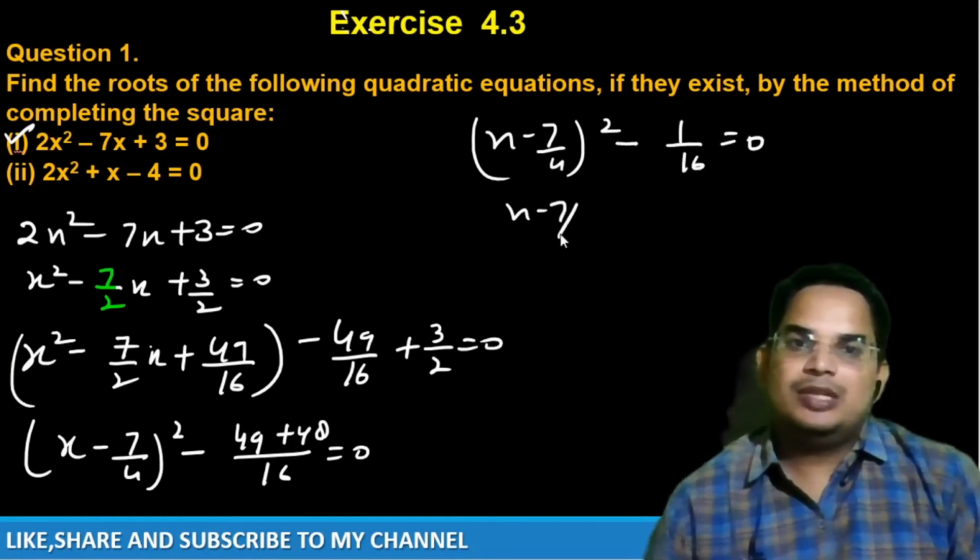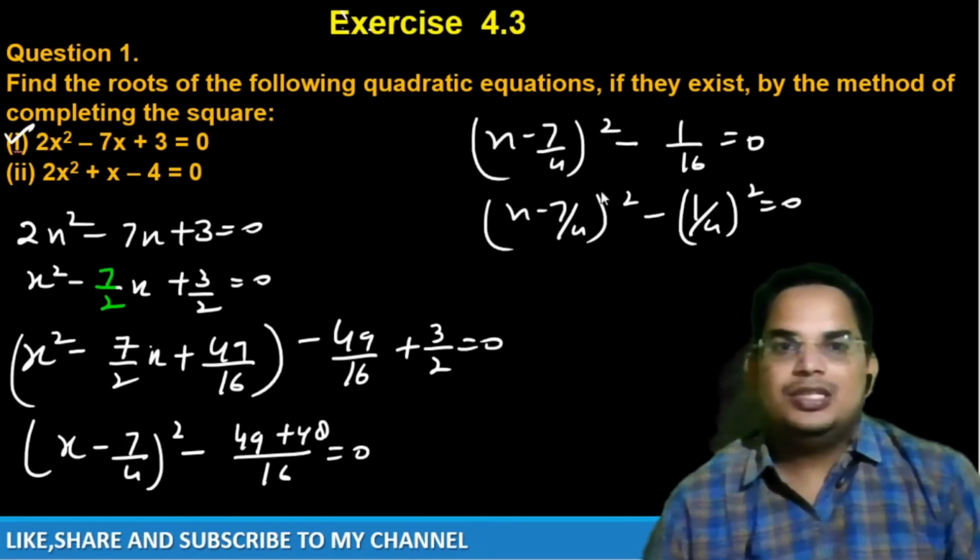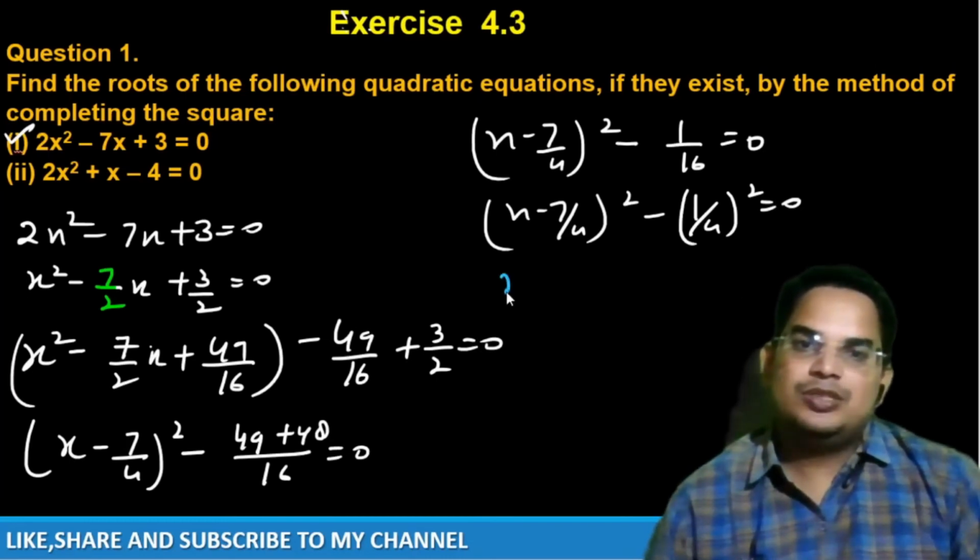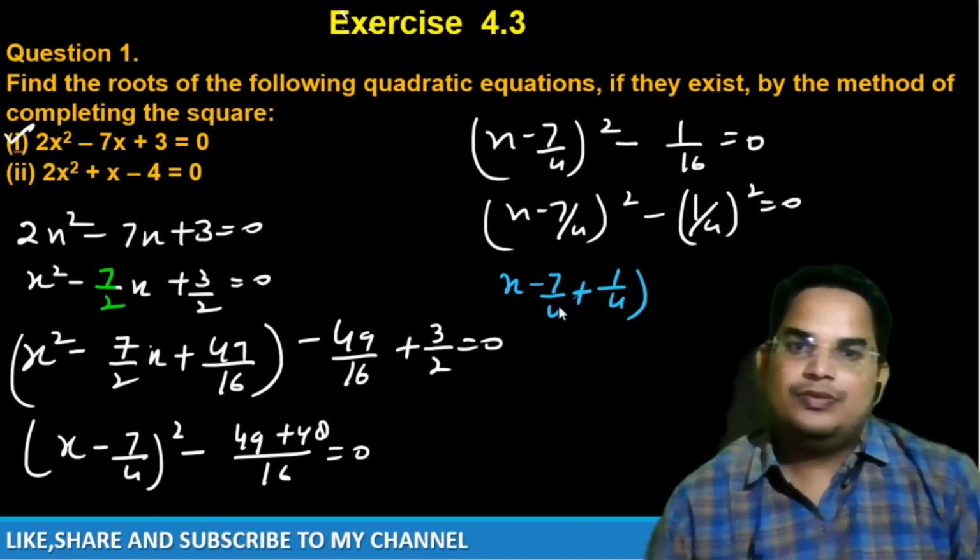So you can say (x − 7/4)² − (1/4)² = 0. Now you can solve it very easily. You just apply the formula a² − b². First of all, inside one bracket x − 7/4 + 1/4, and inside the other bracket x − 7/4 − 1/4, is equal to 0.